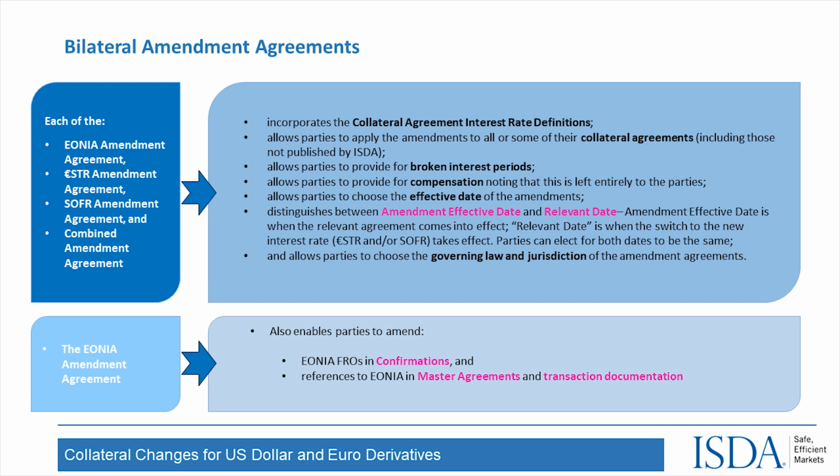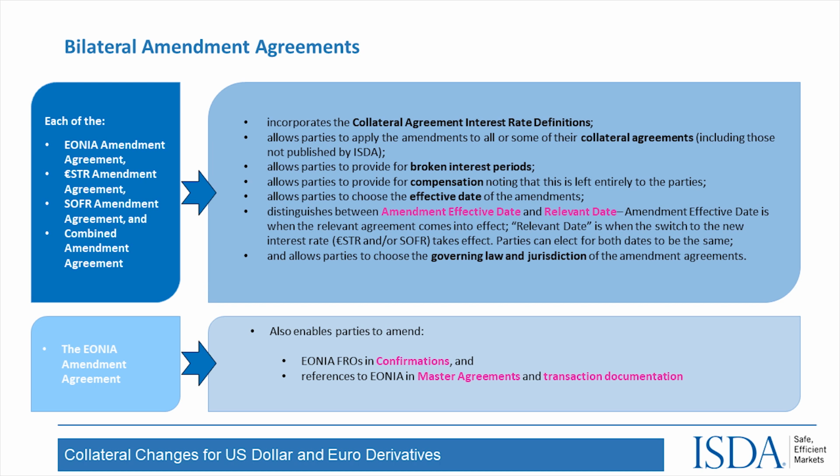Let's have a look now at some of the common features of all 4 of these templates. So all 4 of the templates obviously incorporate the collateral agreement interest rate definitions to enable parties to use the defined terms, the defined collateral rates set out therein. And parties can incorporate those definitions as amended from time to time, or they can just incorporate the version that applies as at the date of entry into the bilateral amendment agreement. As we just discussed, if they do incorporate the CARDS as amended from time to time, they can also use the tool interest rate override and switch that on in respect of all rates to take advantage of any future updates to the collateral agreement interest rate definitions.